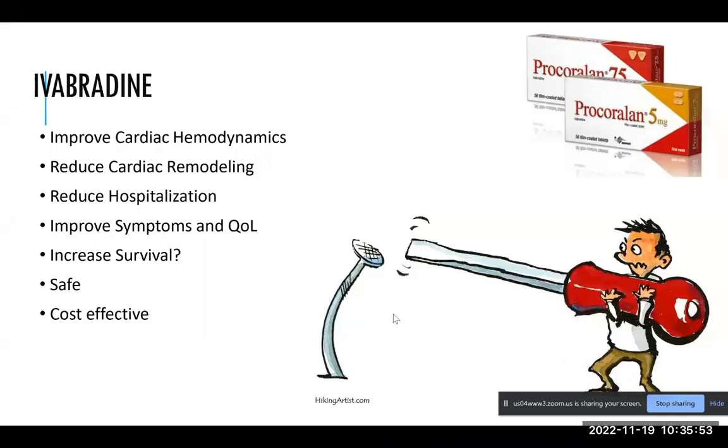And if we analyze the SHIFT trial, the benefit was mostly for those patients who have a heart rate more than 87. So generally, exceeding a heart rate of 70 does not really make a difference to get it lower to like the 60s and 50s. So the higher the heart rate, the more indication for you to give your ivabradine. It's generally safe and cost effective.